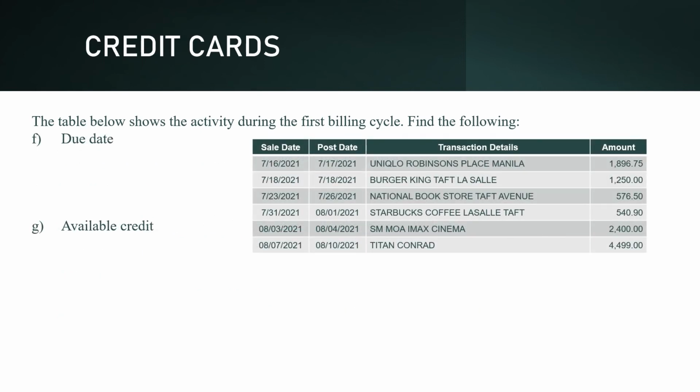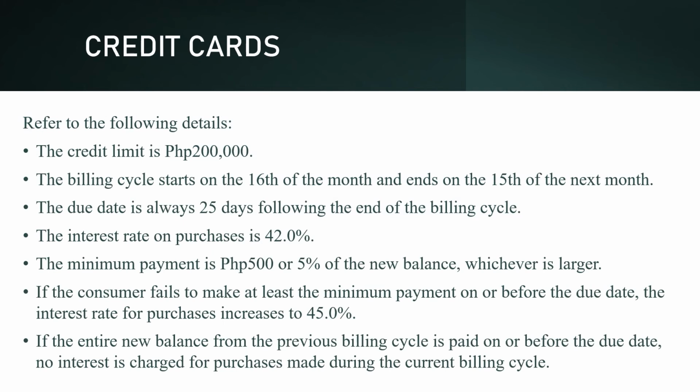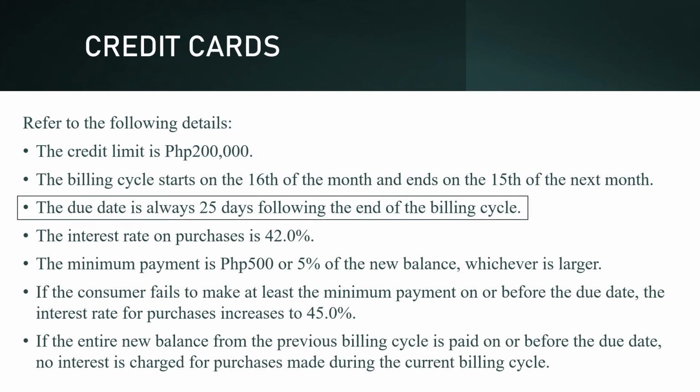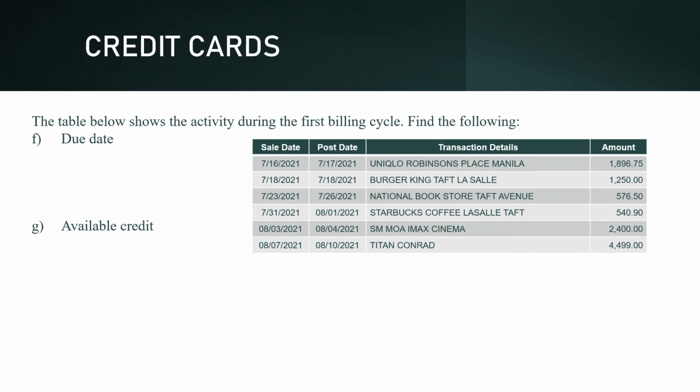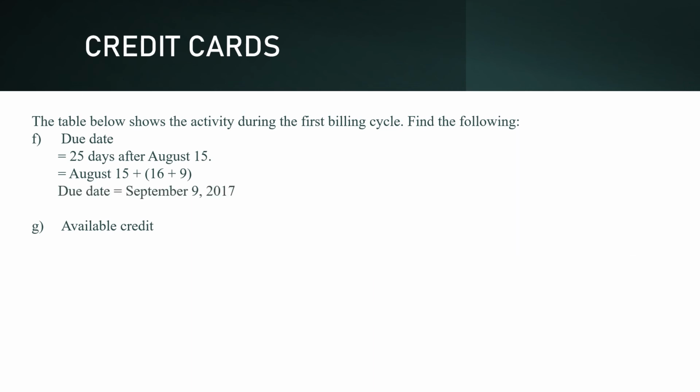Now, we'll work on letter F. Again, referring to the details, the due date is always 25 days after the end of the billing cycle. And the end of our billing cycle is always the 15th of the next month. So based on the table, we can see that the billing cycle was from July to August, so it means that the end of the billing cycle is exactly on August 15. Now, adding 25 days after it, we have to split 25 into two parts, 16 and 9. 16 is until the end of August, and 9 is for September. Thus, our due date will be on September 9, 2017.